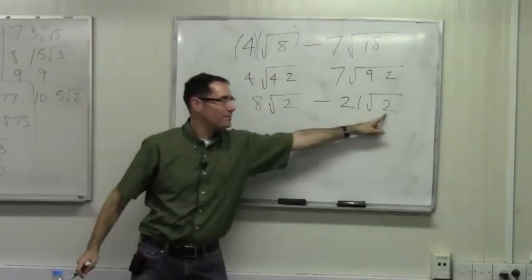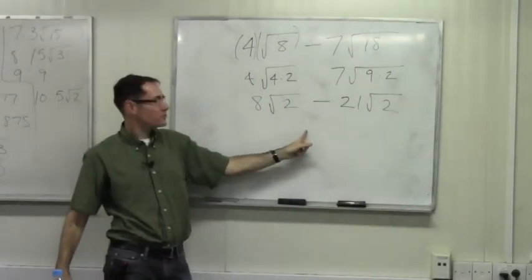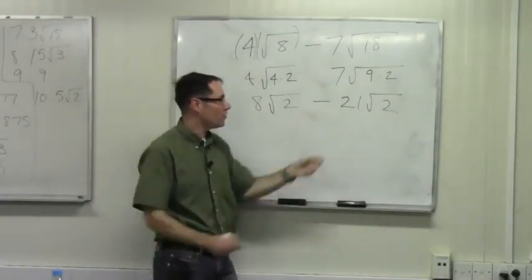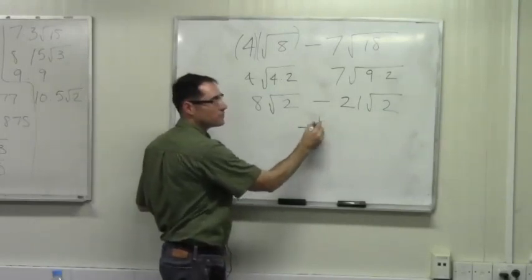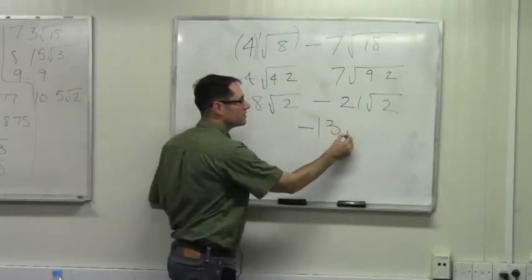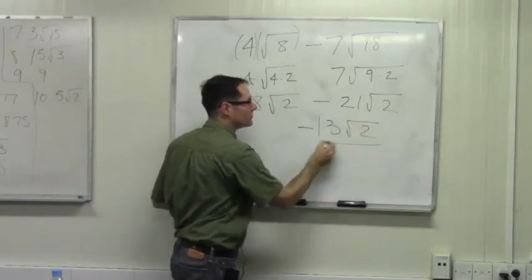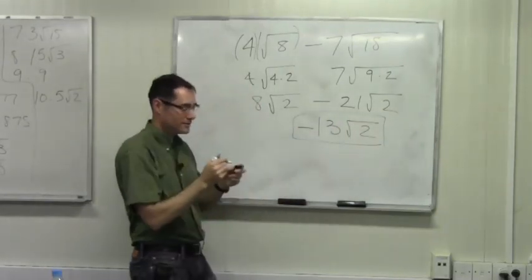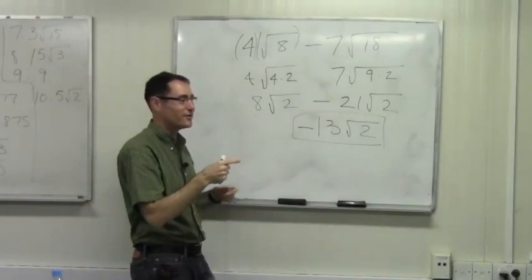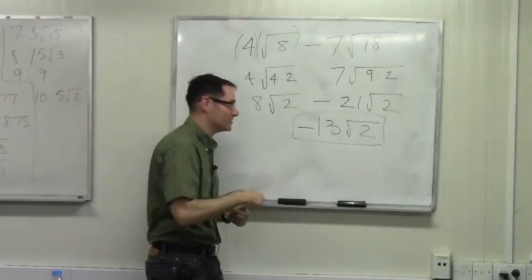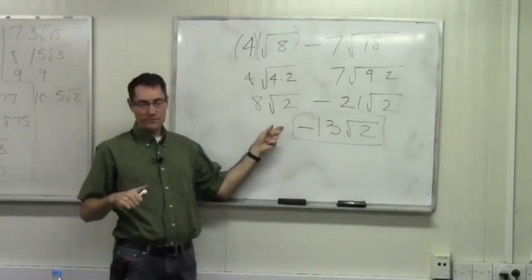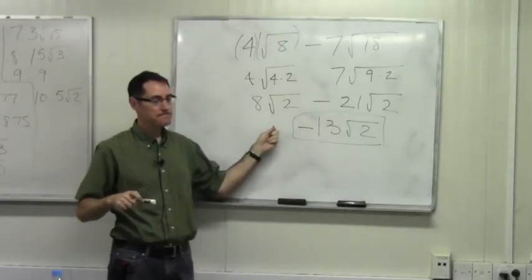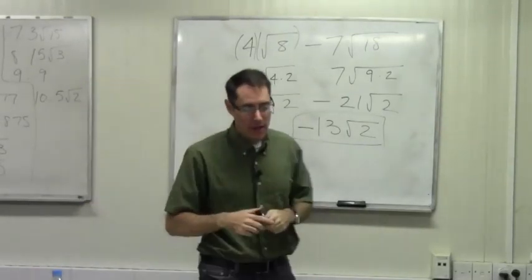Now do we have the common radical here? So now we can do this. 8 minus 21 gives you negative 13 square root of 2. Had you done that one on your calculator and it just gave you that? Oh, OK, good. So that's how we do these problems. Okay? All right.